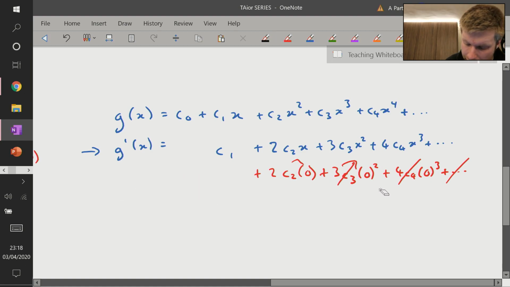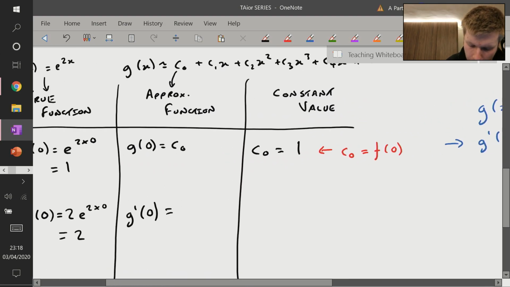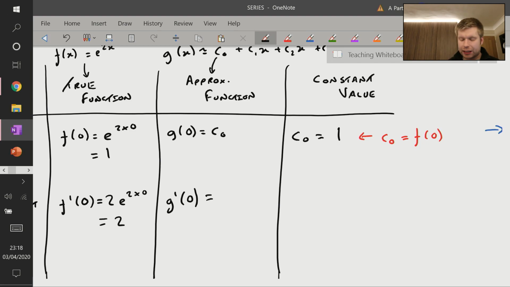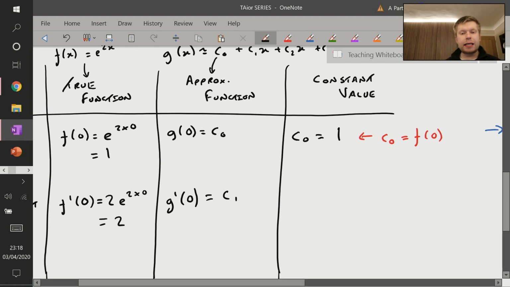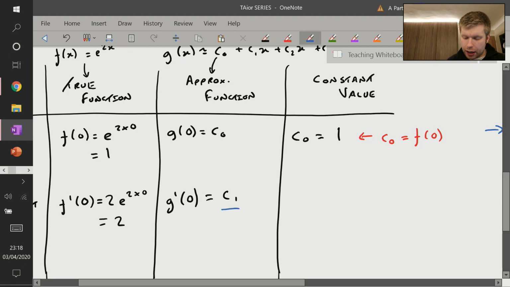So let's come back over here and put that back into our table. We've got over here that the derivative of my approximation function at the point x equals 0 is just going to be c1. Now remember that I said that if I want this to be a good approximation, this thing should be the same as this thing. In other words, c1 should be the same as the derivative of my function at the point x equals 0.